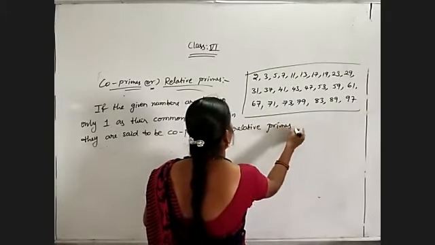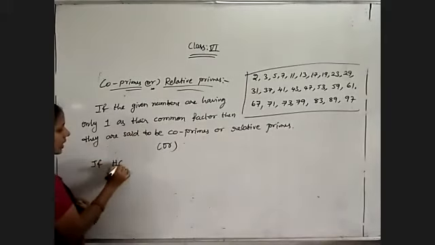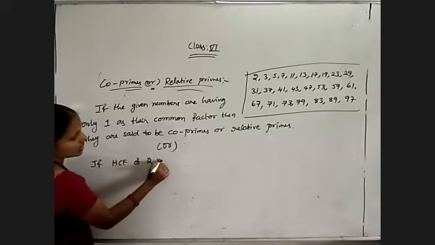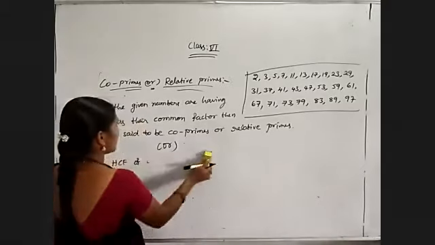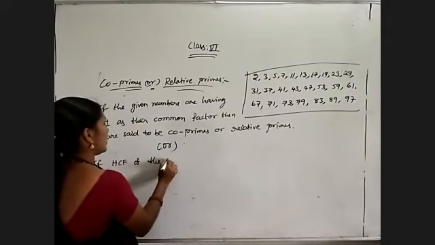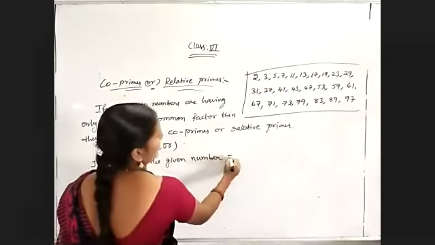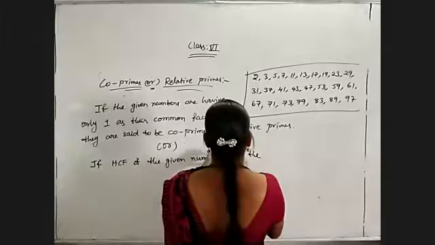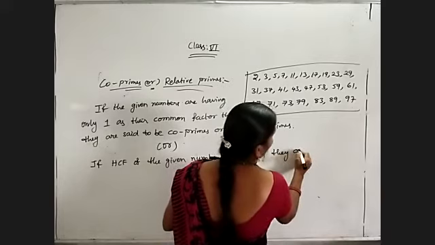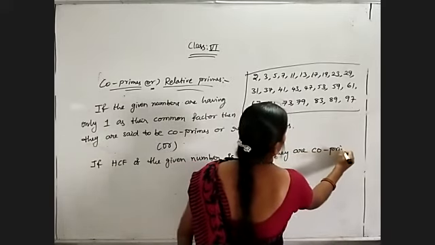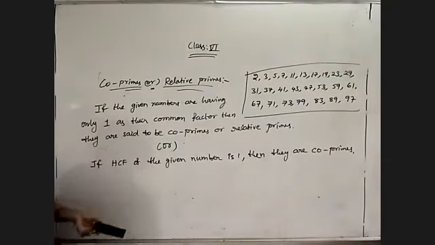Relative prime. Otherwise, if the HCF of two numbers is equal to 1, then they are co-primes. So whatever examples I have given just now, all those are examples of co-primes and relative primes.